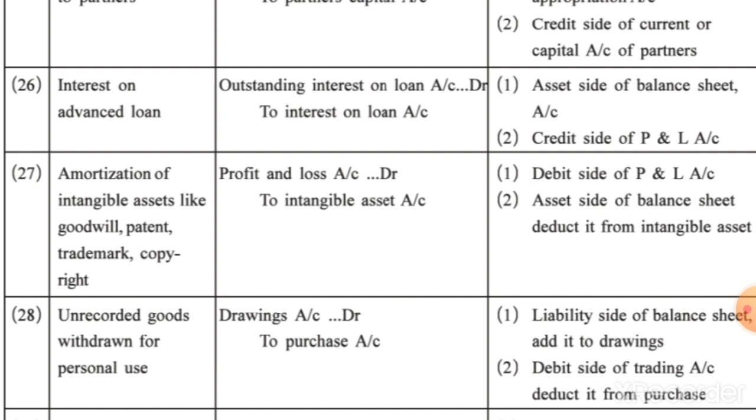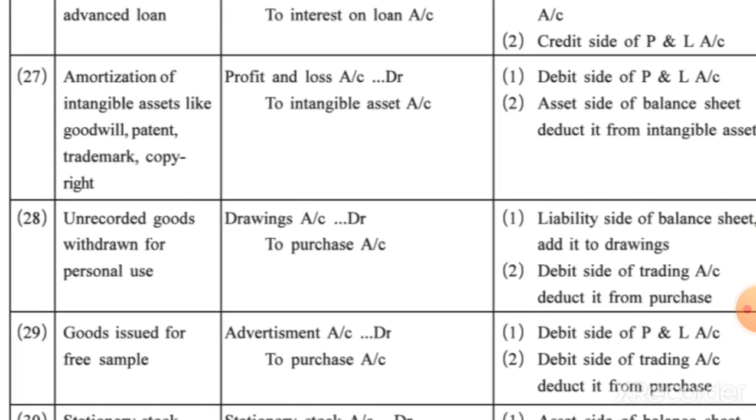And the second effect, that would be you have to deduct it from purchase on the debit side of trading account, because that much amount of goods will be reduced from the stock of goods. Okay, so you will reduce that much amount from the purchase on the debit side of trading account.